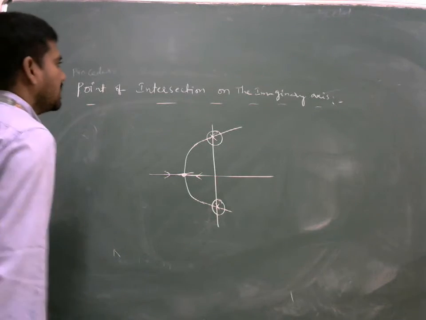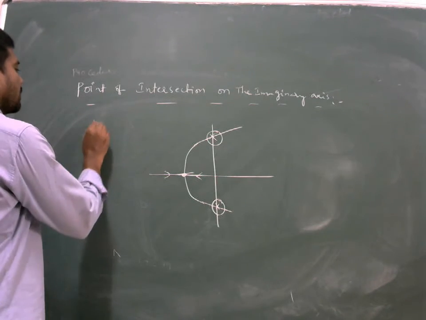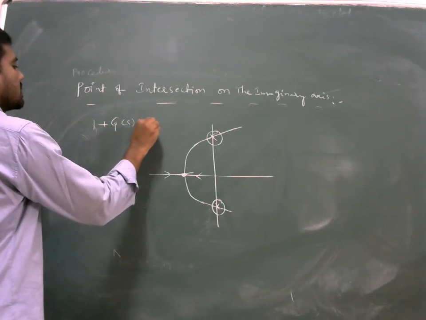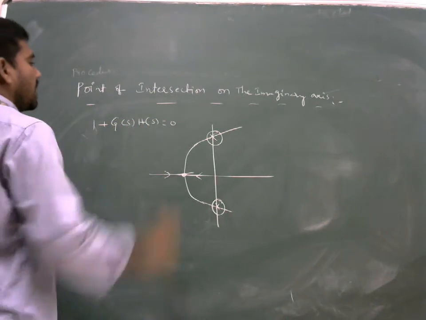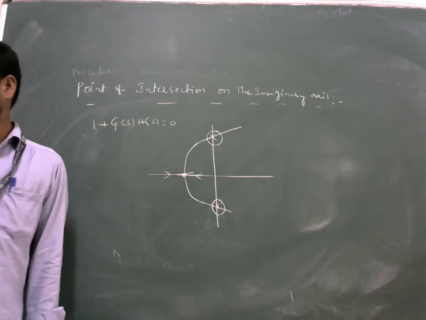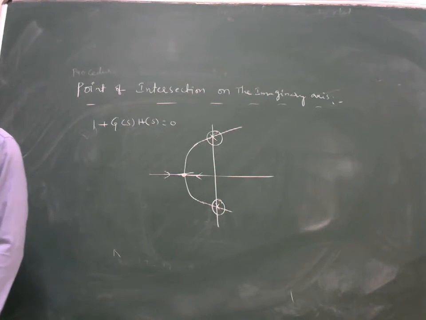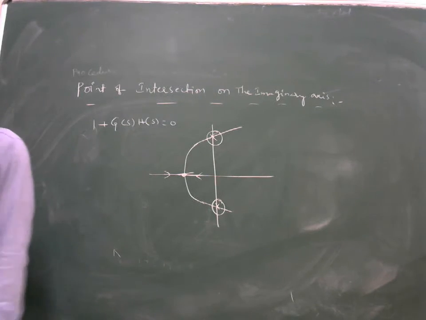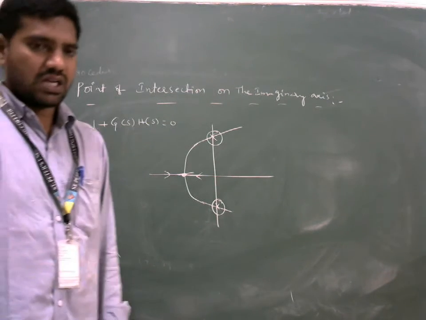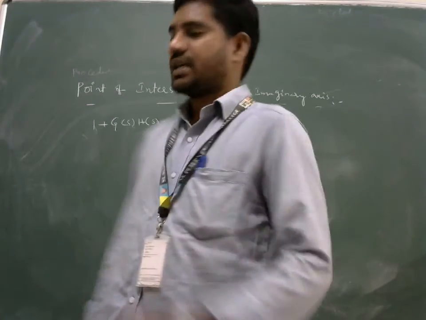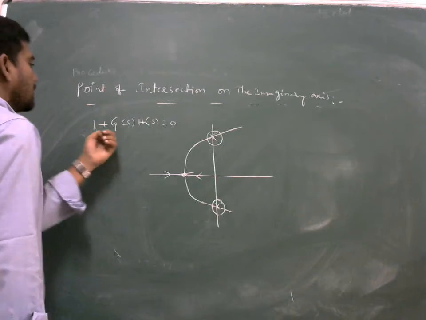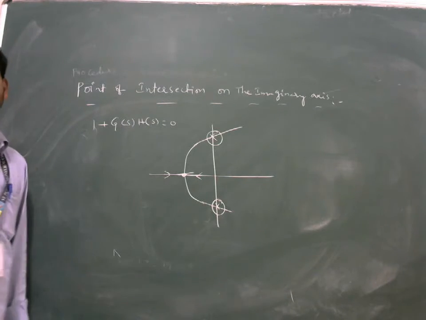The procedure is that we need to find 1 plus G(s)H(s) equal to 0. First, we need to find 1 plus G(s)H(s) equal to 0, and construct the Routh array in terms of K. How are we going to find the Routh array? We get 1 plus G(s)H(s) equal to 0.